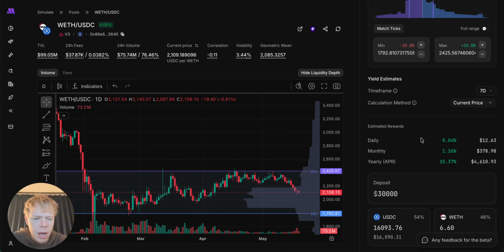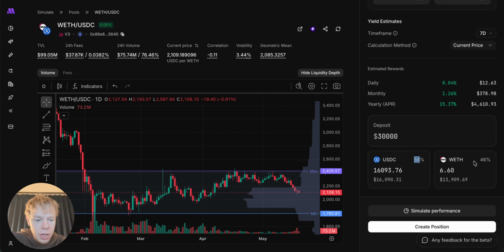Usually when I'm selecting ranges, I'm looking at a variety of different factors. Not only am I looking at the APR, which actually isn't the most important metric to me, I am also looking at the asset ratio as well as the overall range size. Those are a couple different things as well.